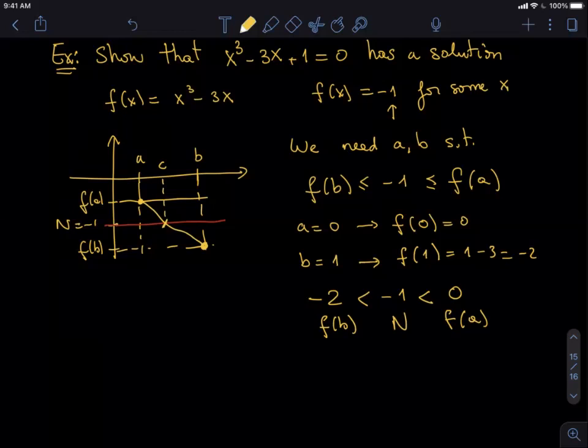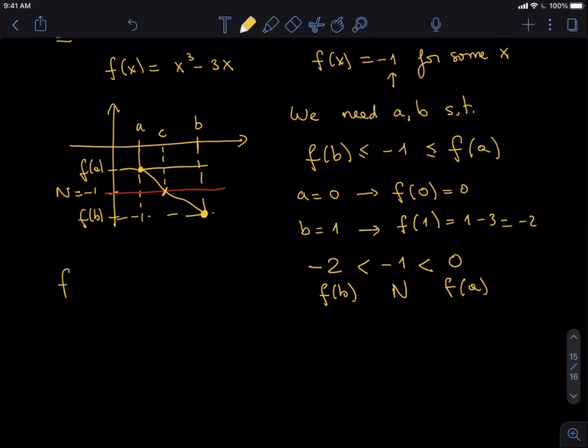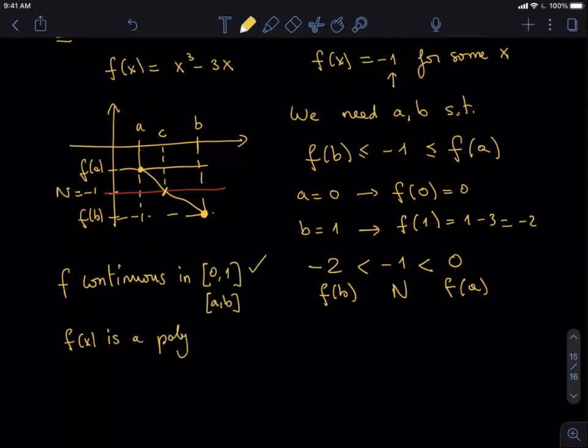But remember, the theorem had a hypothesis. Something we always need to check is that f is continuous in the closed interval AB, in this case, 0, 1. This is true because f of x is a polynomial.